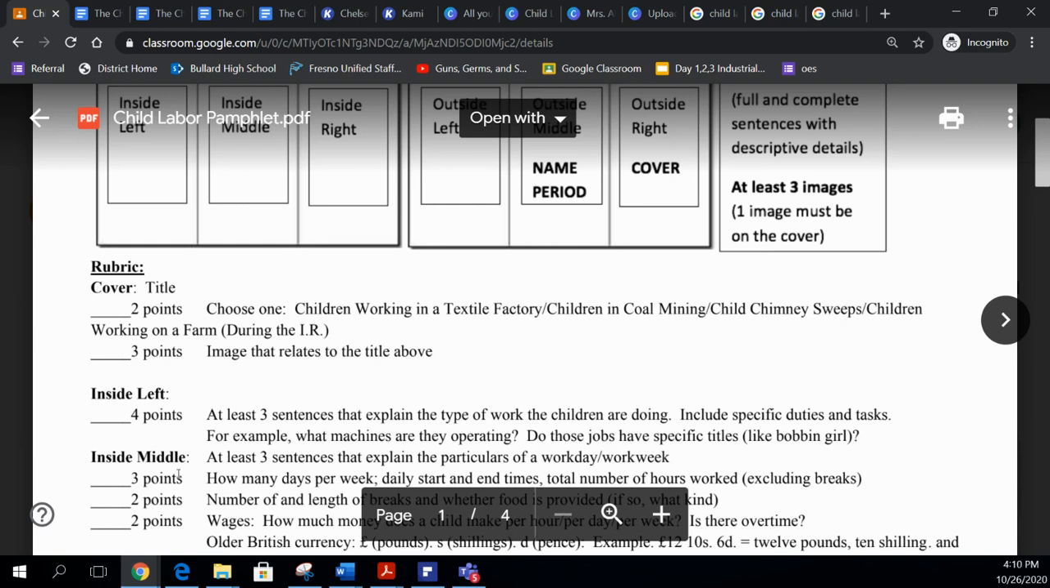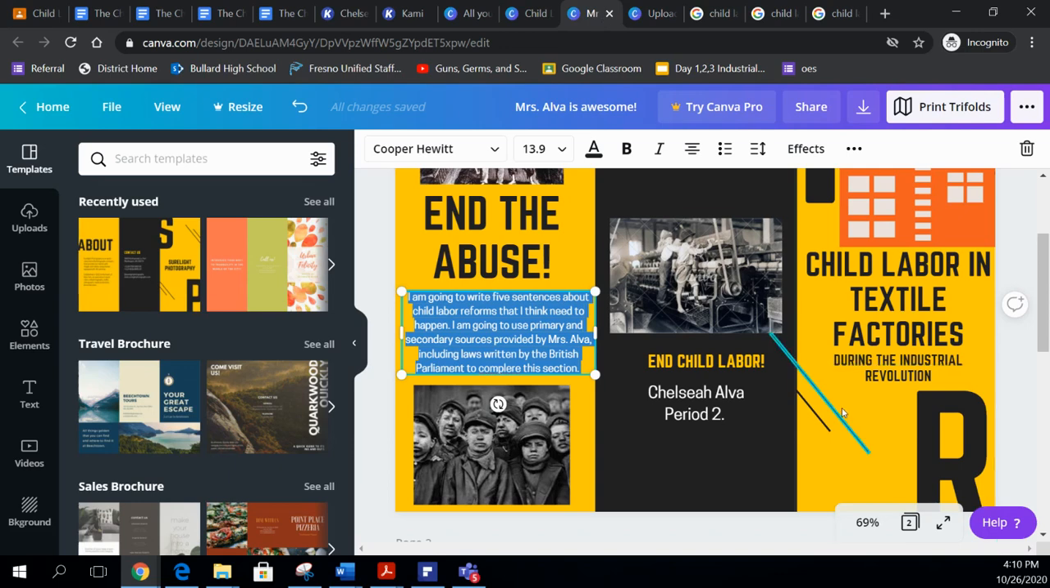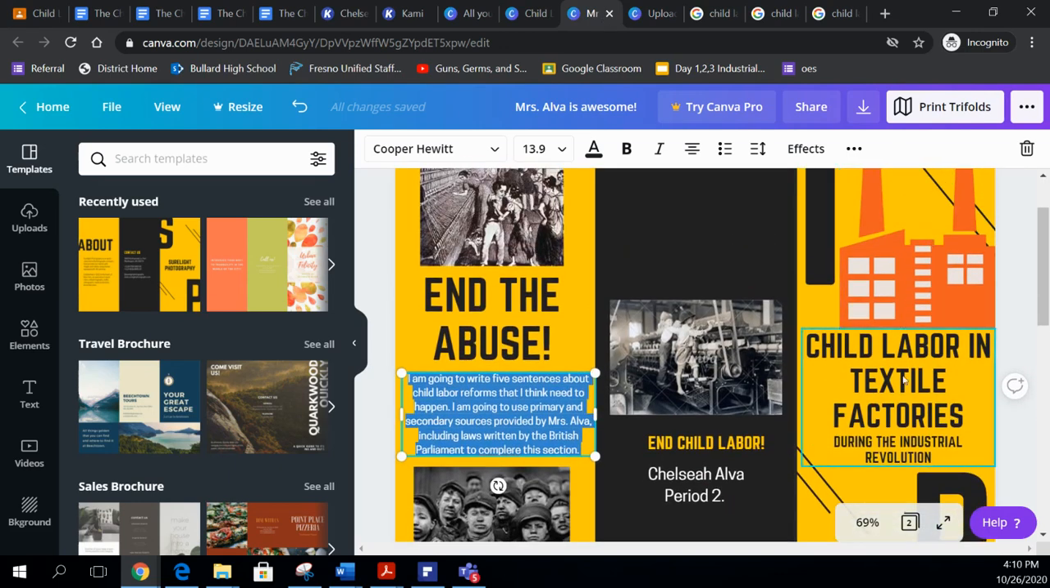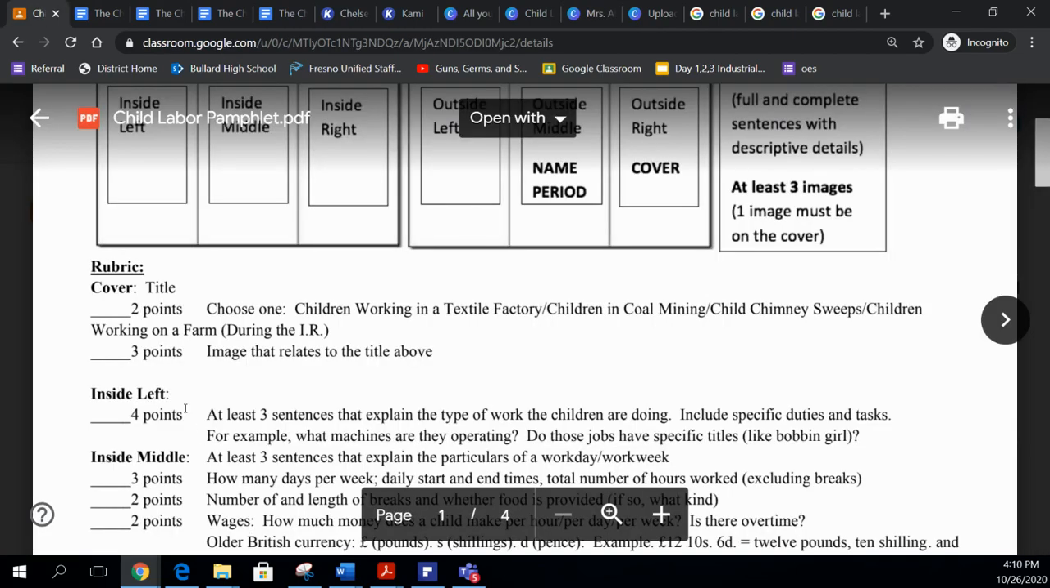Okay, so title, and then you're going to have a picture on that cover. So you're going to have a title and a picture. If I go back to my example here, I've got a picture of a factory and I've got the title. So you get 5 points just for doing that.